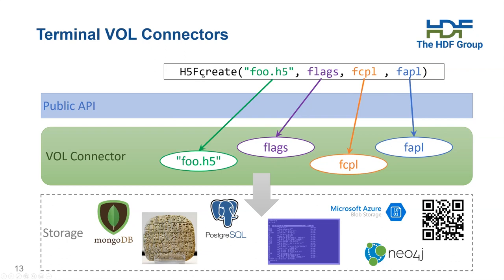You can map file creation to MongoDB, to a relational database like Postgres, and you can mix and match. So it's not that you create a VOL connector that maps file operations to just one type of storage. Under the hood, you can do whatever you want. You want to put your graph information, your group information in Neo4j, and then store your dataset information in Azure Blob Storage, fine. The API allows you to do that.